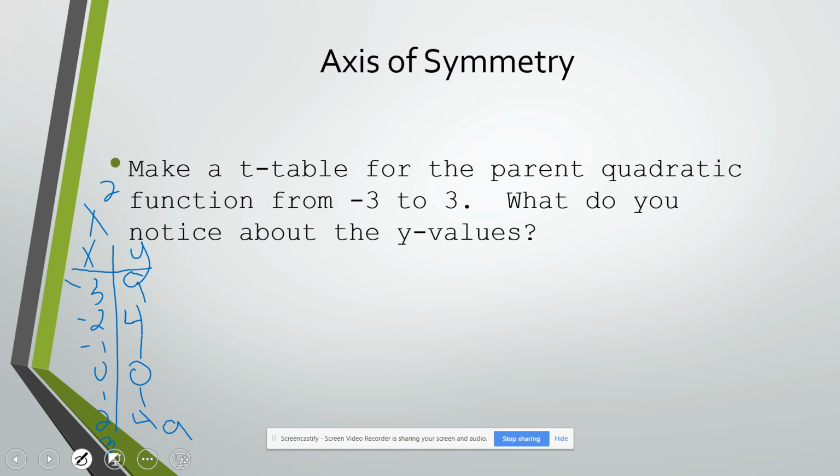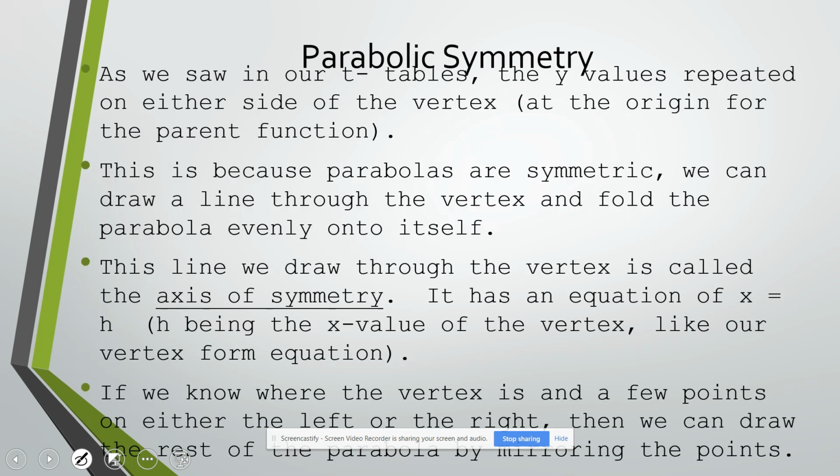If we notice, on either side of 0, the values are repeating exactly in the y. We have 1, 4, and 9, and 1, 4, and 9 on the bottom. So they're repeating on either side of the vertex, which for the parent function is at the origin. This is because parabolas are symmetric.